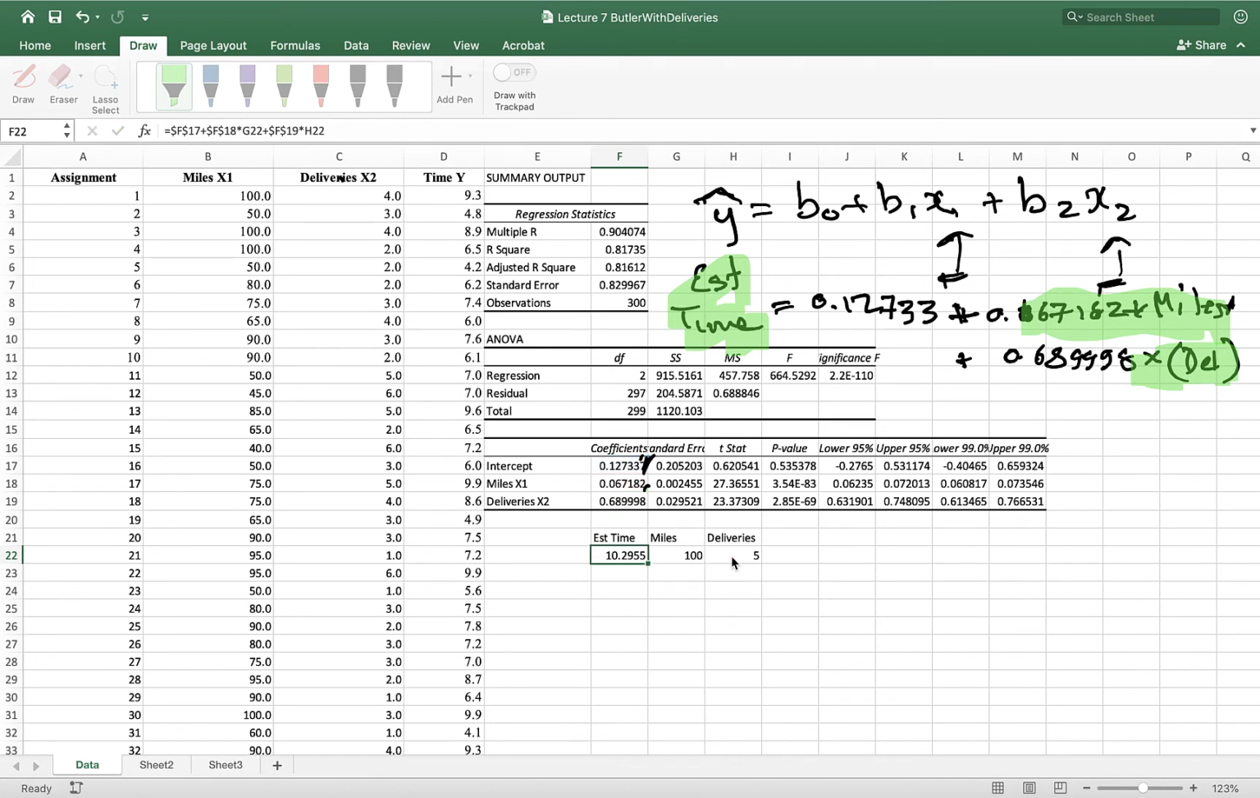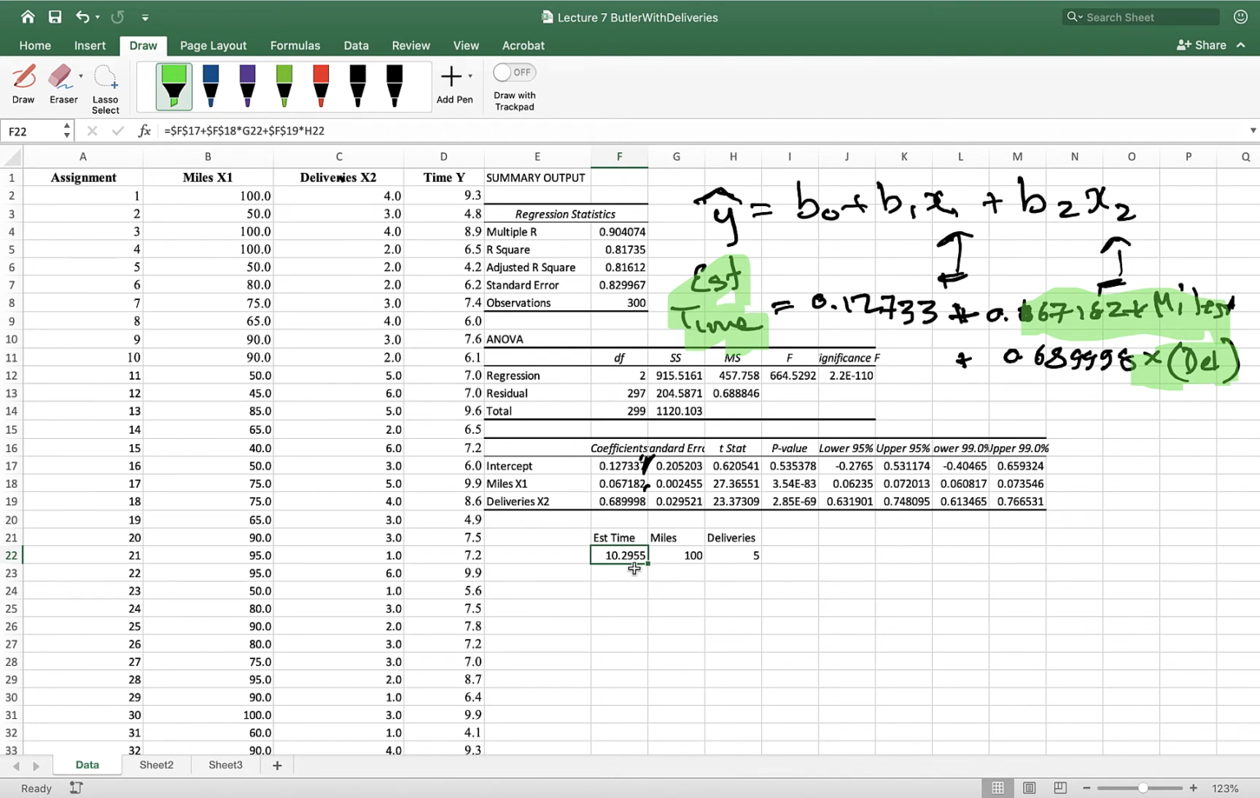Okay, that's the correct formula. So there you go. That's the correct formula. Okay, and that's the answer. So for someone driving 100 miles, making 5 deliveries, I expect it to take them 10.25 hours.